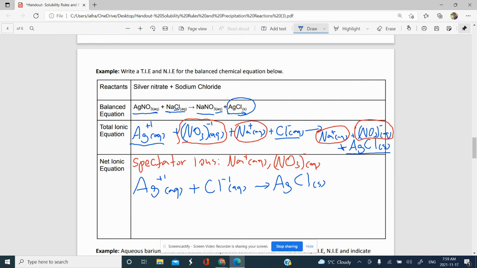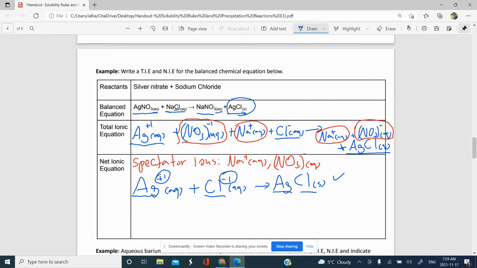You'll notice that it's balanced because you have one silver, one chlorine, one chlorine, and the charges are balanced as well. So this is +1, -1, that's 0, and this is 0 on this side over here. So everything is balanced. It doesn't mean the other ions are not there. They are. They're still swimming around the solution, but we just ignore them because they didn't really do anything in the reaction. They just remain swimming around the solution in the same way, the sodium and the nitrate.